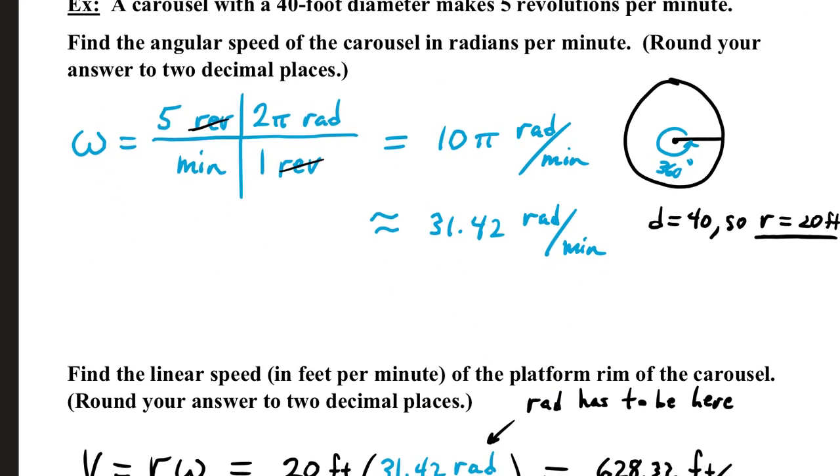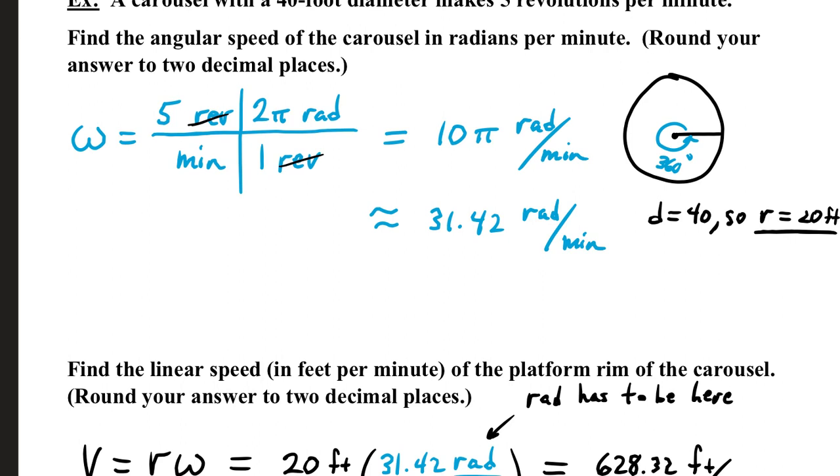A carousel with a 40-foot diameter makes 5 revolutions per minute. Find the angular speed of the carousel in radians per minute. Round your answer to 2 decimal places.